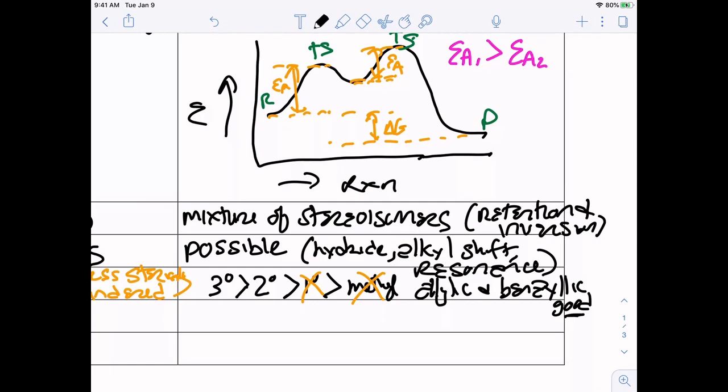But if it has a rearrangement that makes the intermediate more stable, then it's still a possibility. If it's allylic, it often looks primary at first glance, but it's not. It has a resonance stabilization, so that's still good. So be careful for that one. Methyl, no, not good.